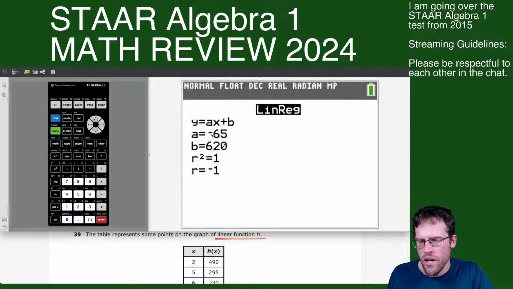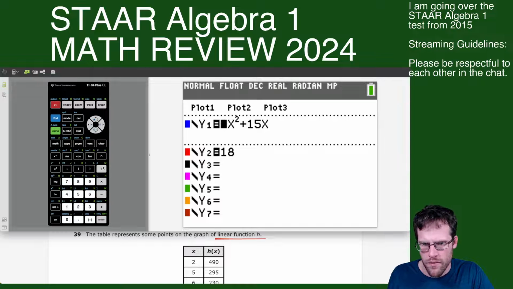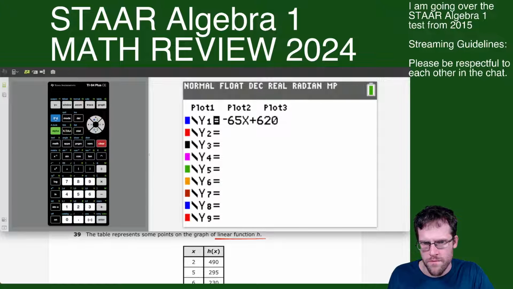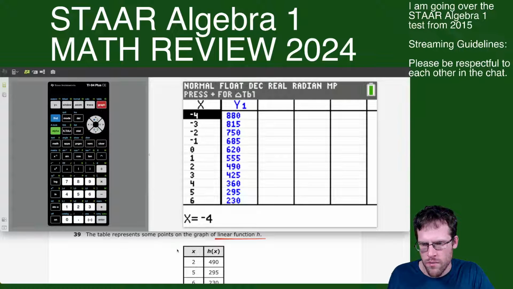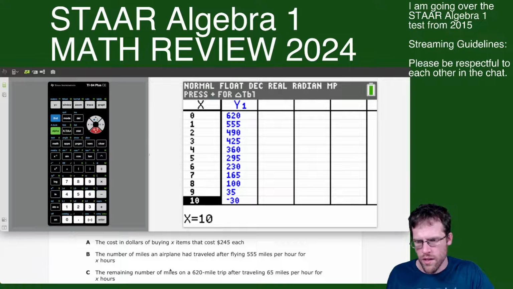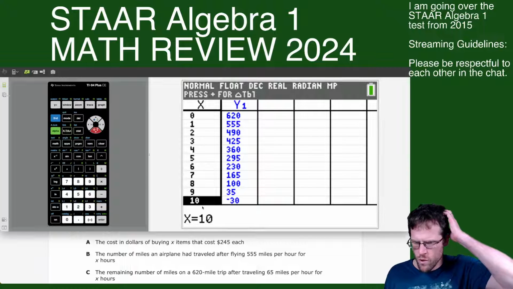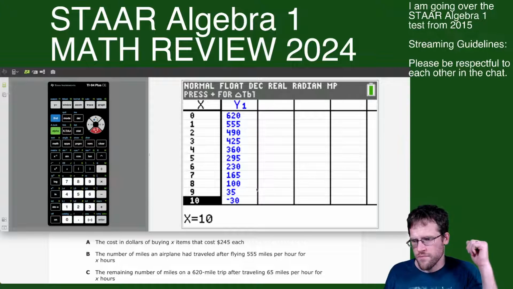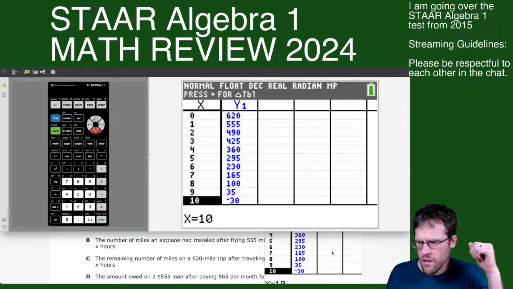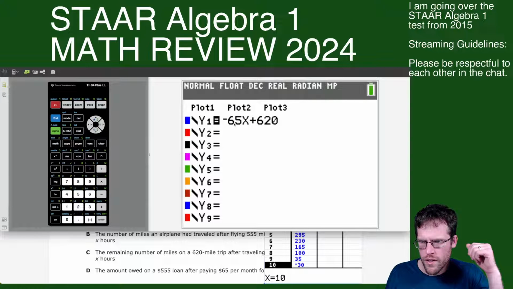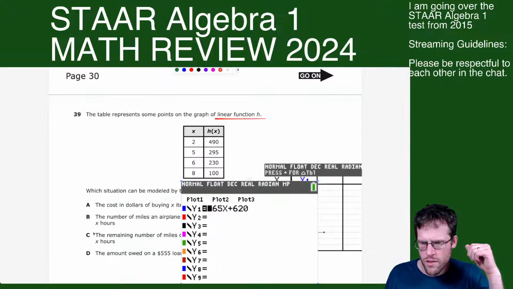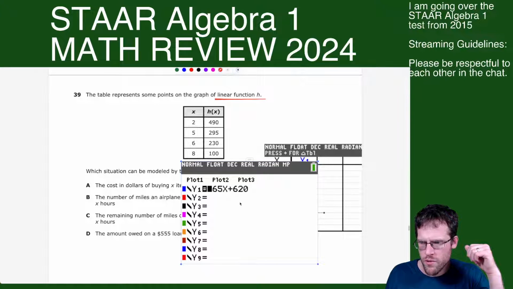So the equation here is negative 65x plus 620. Okay, so there's the equation. And I'm going to press second graph to go to the table, and let's see if these values do in fact show up. And what else do they ask us? Well, you know what? We'll see. The equation here was negative 65x plus 620. I'm just going to borrow all of this and then see what we can make use of.